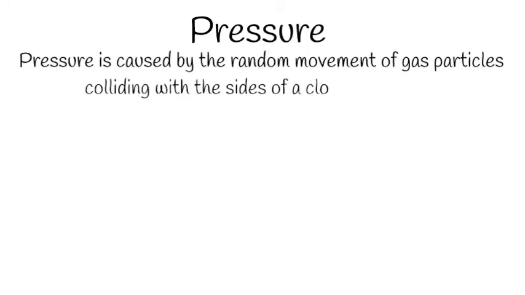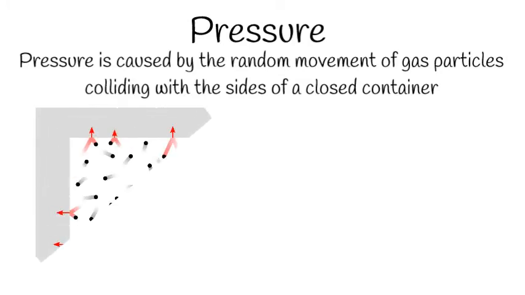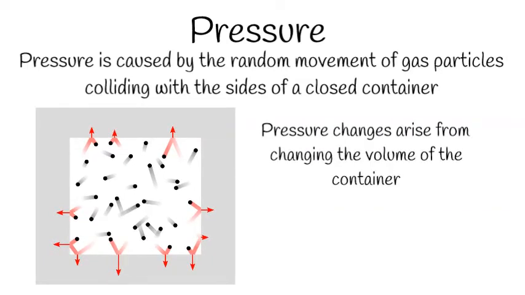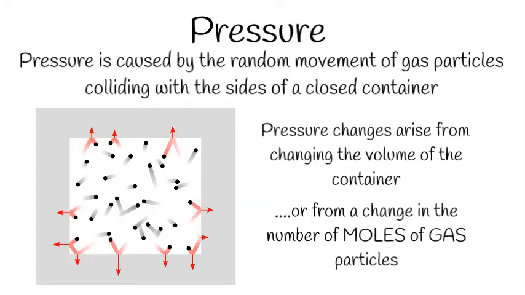Let's now look at the change of pressure. First, we need to understand what pressure is. In our case, pressure is caused by gas particles moving around in a closed container. As they collide with the sides and with each other, they create pressure. We can change the amount of pressure by changing the volume of the container. Making it smaller will increase the pressure, and making it bigger will decrease the pressure. We can also change the pressure by changing the moles of gas. If we have more moles of gas particles, that will increase the pressure by increasing the collisions. Note that the size of the gas particles is irrelevant here.